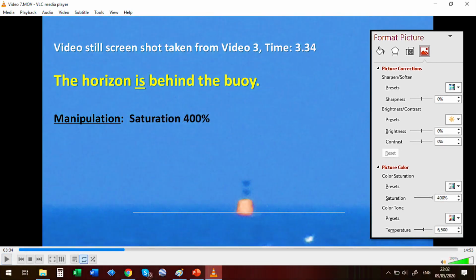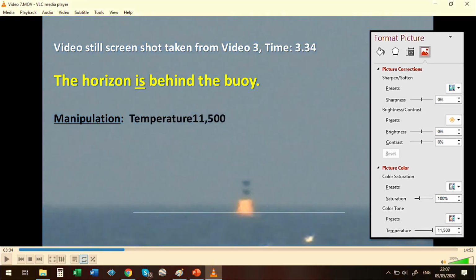The horizon is behind the buoy. Manipulation, saturation 400%. Manipulation, temperature 11,500.